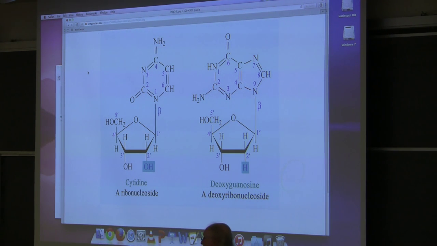The difference between ribose and deoxyribose is very, very simple. That oxygen is present on carbon number 2 in ribose. It's absent in deoxyribose. The only difference between ribose and deoxyribose is the oxygen on carbon number 2. If there's an oxygen present, it's ribose. If the oxygen is absent, as it is on the right, it's deoxyribose.